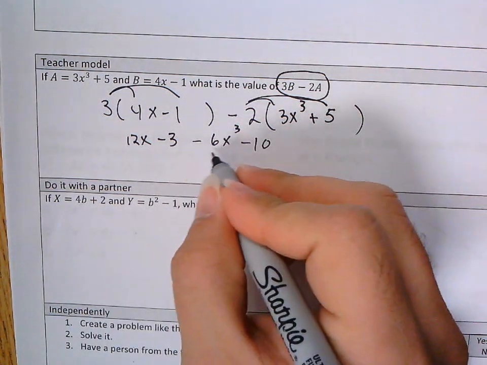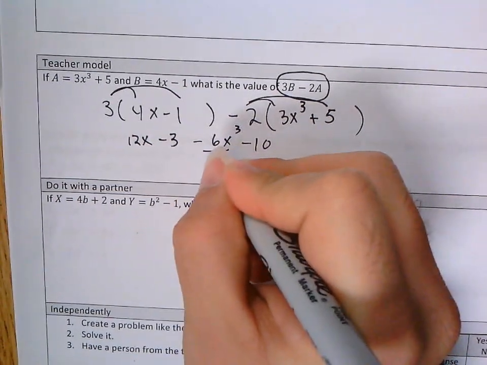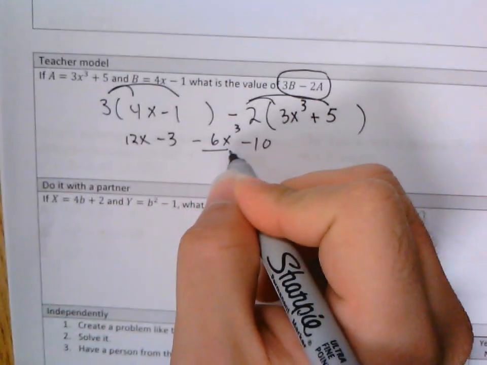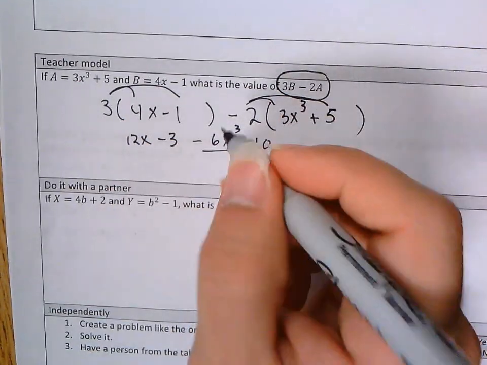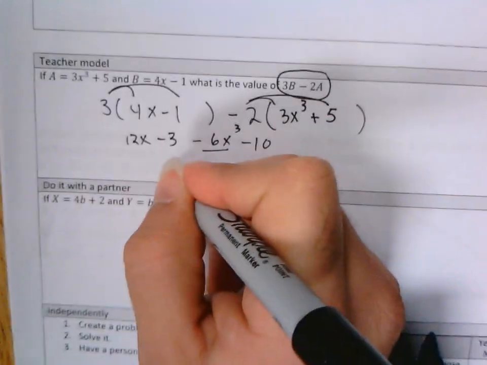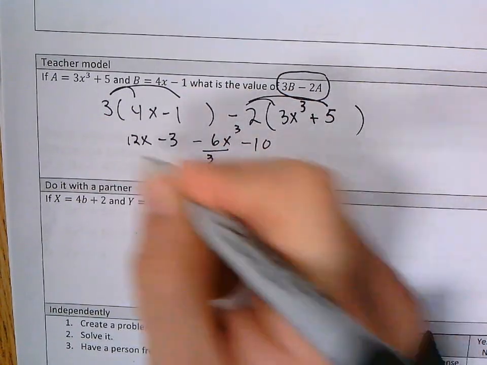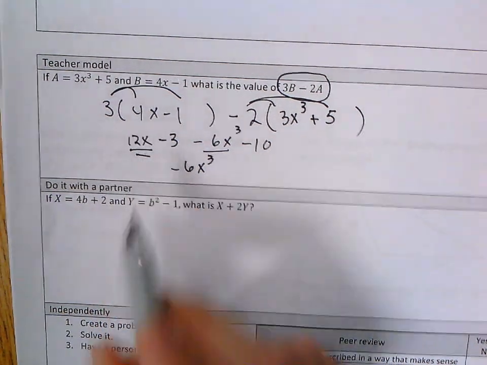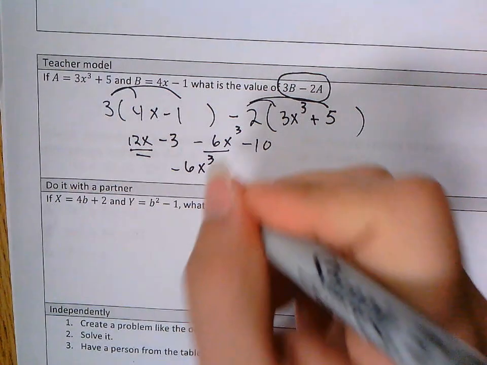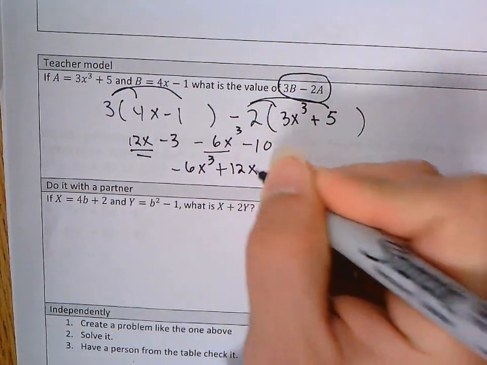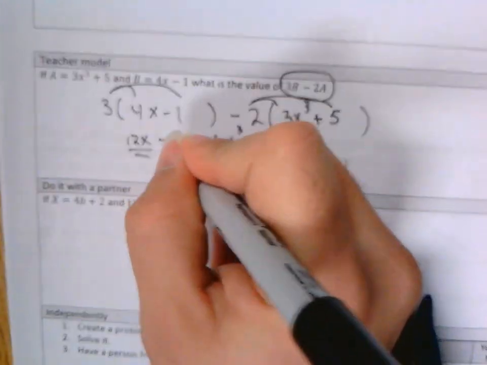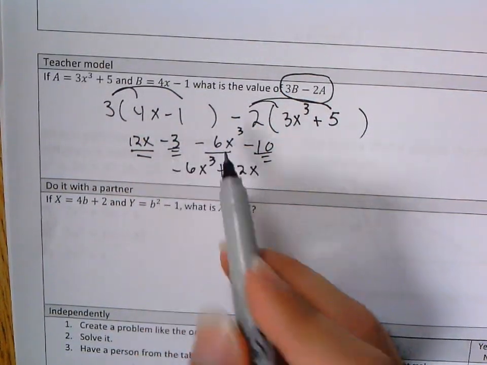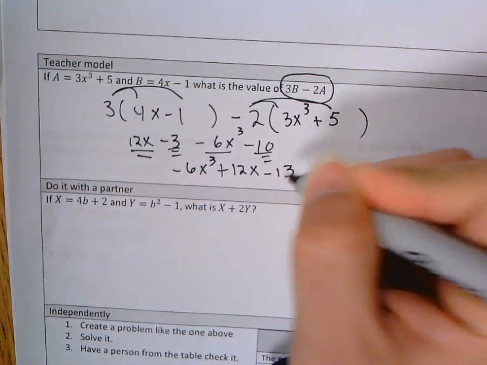So in this case, I have negative 6x to the power of 3. There's nothing else like this. There's not another term that has an x being raised to the third power. So that is the only term that I have here. I'm going to write that down. 12x, there's no other term that has an x to the first power. So I'm going to write that down next. And well, these are my like terms. Negative 3 minus 10, negative 3 minus 10, that's negative 13.